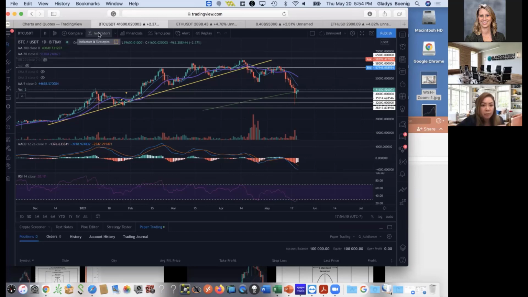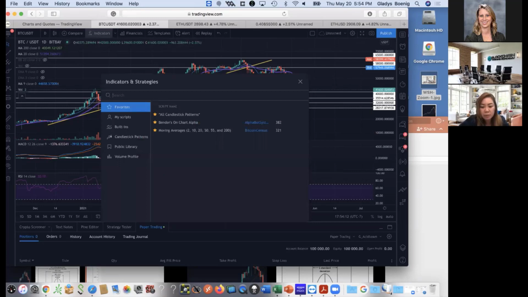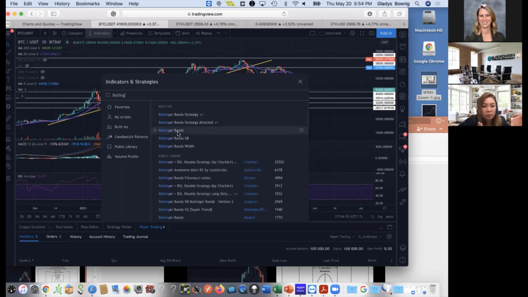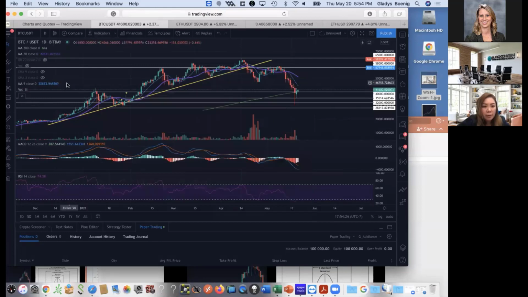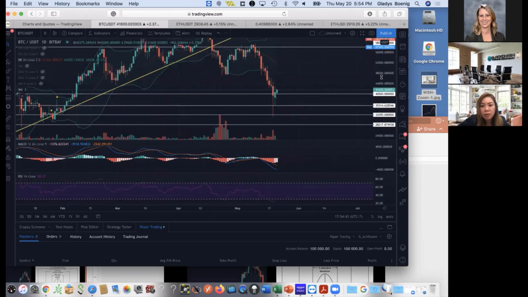I have it already in, but I'm just going to show you. You just type Bollinger Bands. It's right here. It's not Bollinger Band strategy, it's not strategy directed, it's Bollinger Bands. Okay, so you click on that, and you will see this band. I'm going to get rid of some of the indicators just because it is confusing. Okay, I just turned on all of them. Hold on. Okay, MA. Get that and get rid of that. All right, so here is your Bollinger Band.